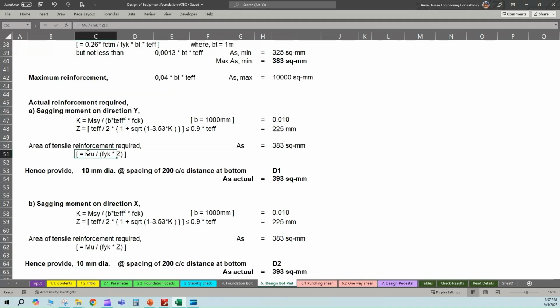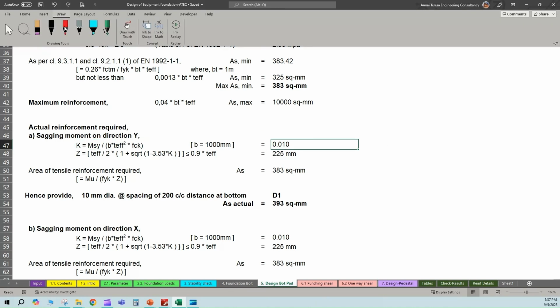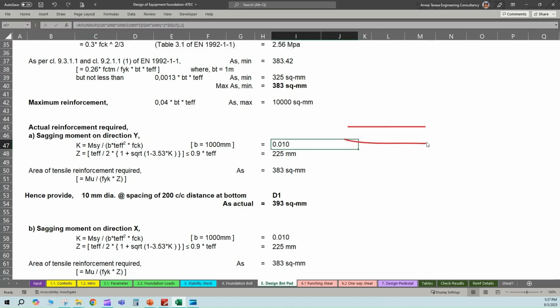Calculate the actual reinforcement required for the sagging moment in both Y and X directions. For that, these are the equations we need to follow, where b we consider as a 1 meter strip to calculate the reinforcement, and K is the neutral axis depth factor. What it means is, suppose our slab is like this, having an effective depth of T eff.